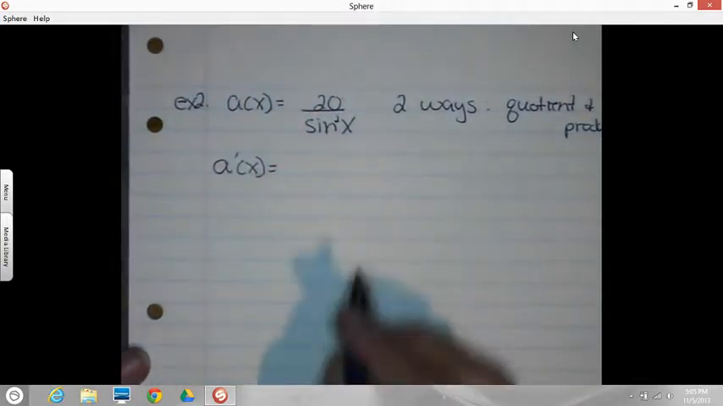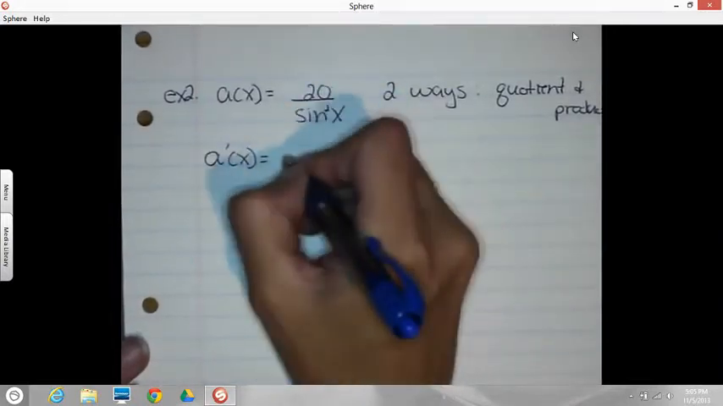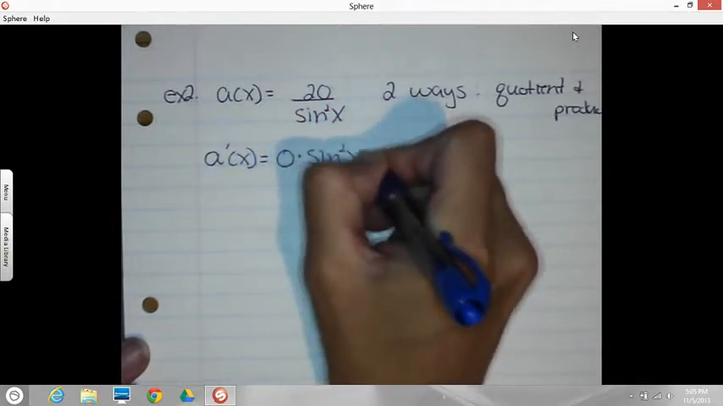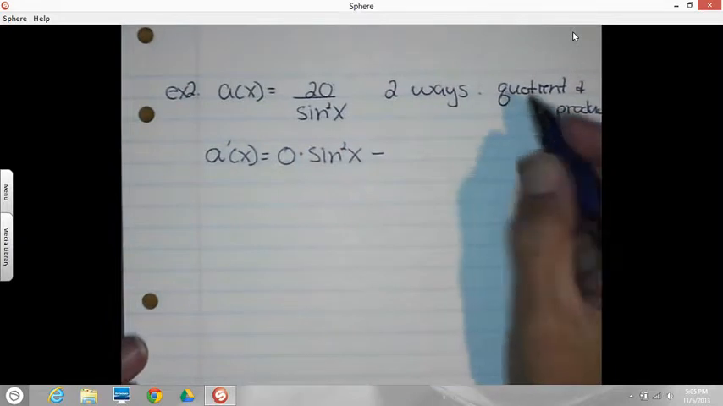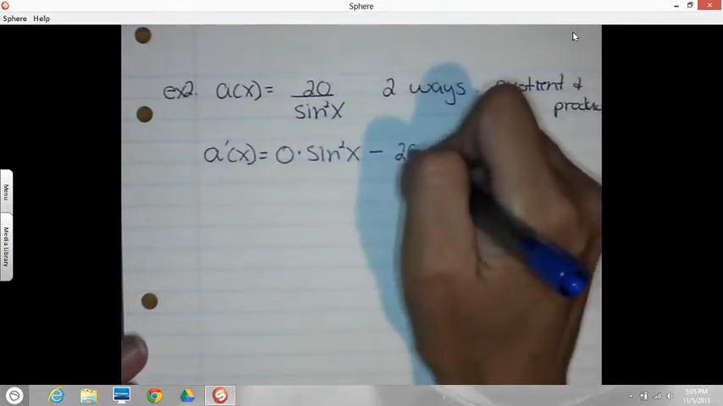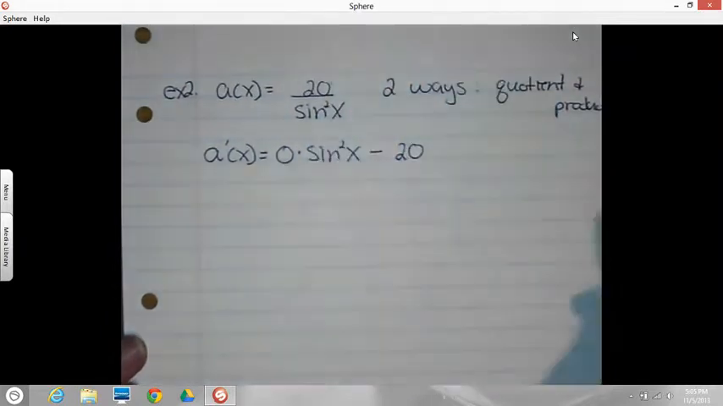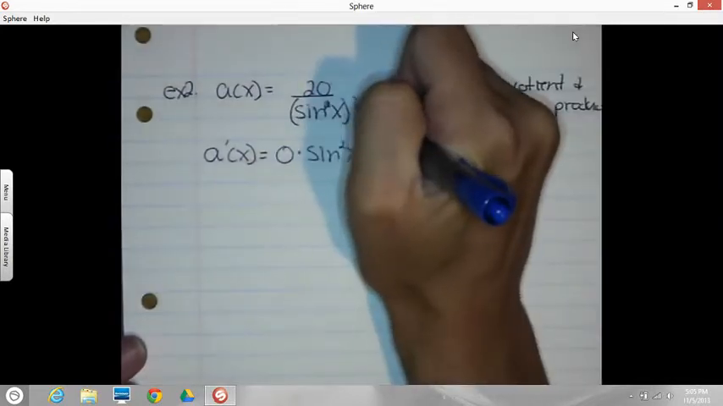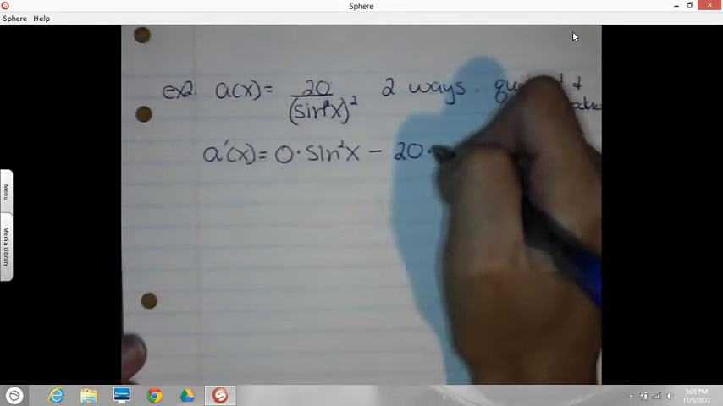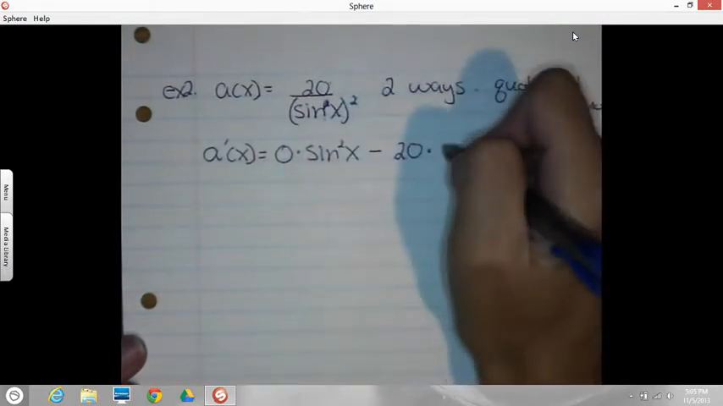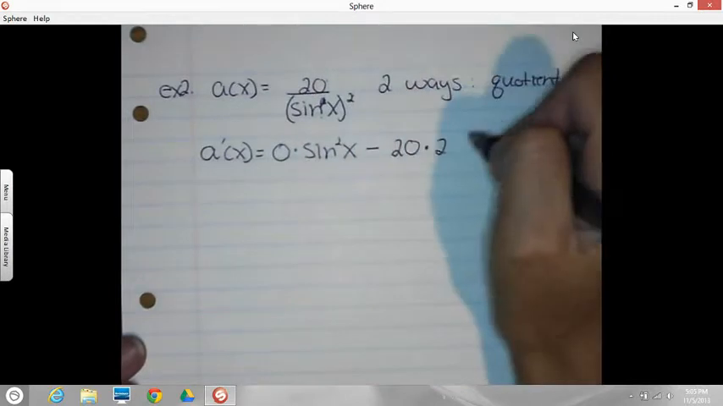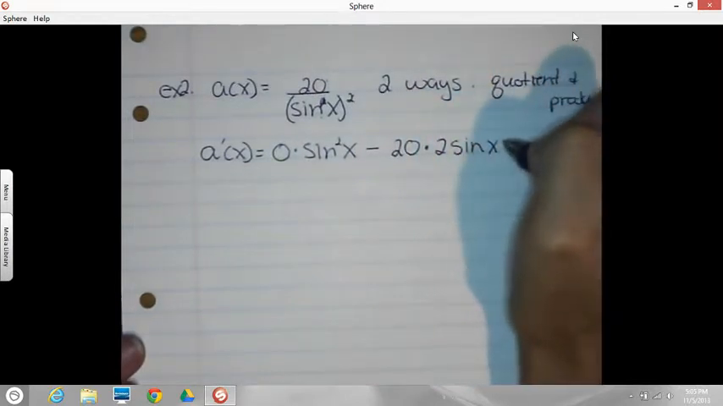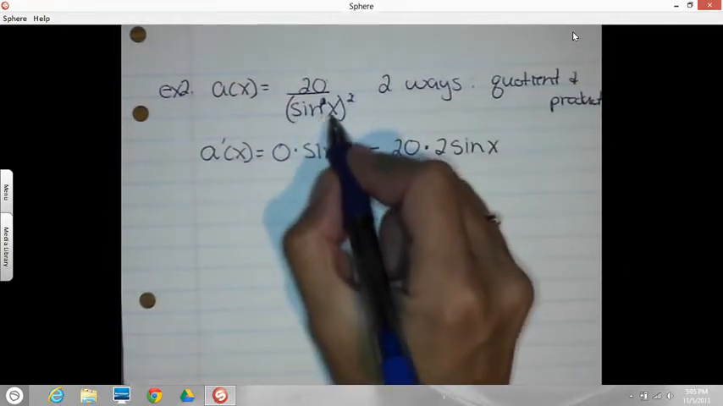Our derivative will be the derivative of the top, which is 0, times the bottom, which I didn't even really need to do. It's going to cancel out. Minus, keep the top, multiply by the derivative of the bottom. I really like to see the parentheses, then I know it's my chain rule, outside, inside. 2 comes down, times sine x to the first, which I don't even need parentheses for. The derivative inside is cosine.